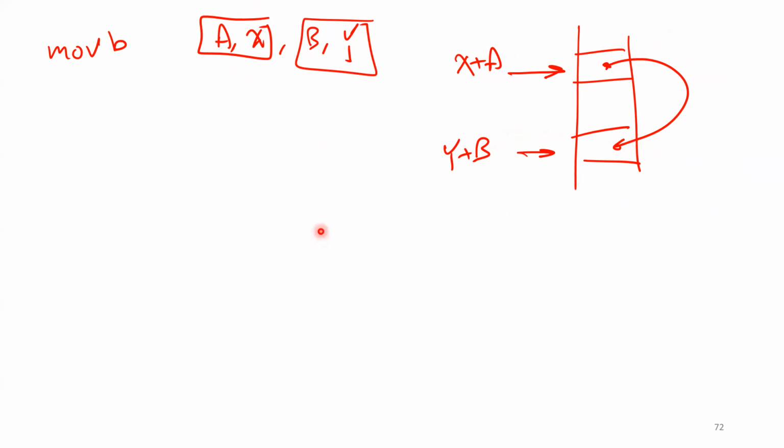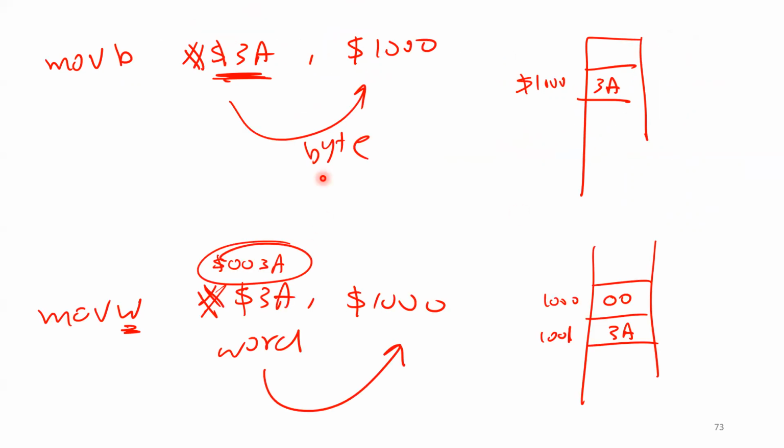So byte from here to here. Any questions? Okay, let's have more examples. When I say, for example, I want to copy a byte 3A to location 1000, after you execute this instruction, if you go to location 1000, you can see the number 3A. Also, when I say copy a word, 3A to 1000.